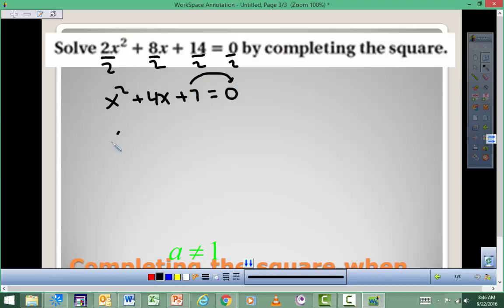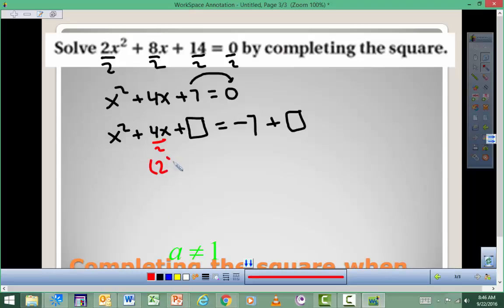So that gives us x squared plus 4x plus, we're going to add in some number over here because we're going to want a perfect square. And once we move that 7 over there, it's going to be a negative 7, right? And we add the same square here. Now to figure out what's in that square, we divide this one by 2 and we get 2. And then you square it. So that gives us a 4. And we have a 4 over here.